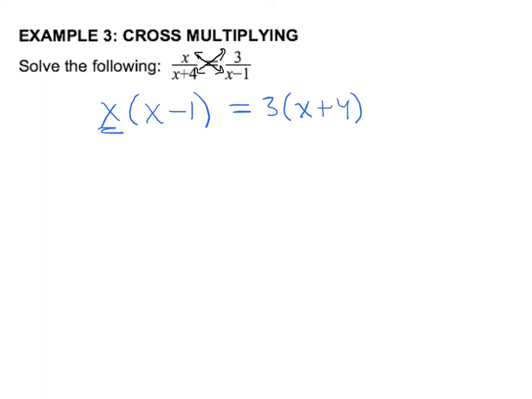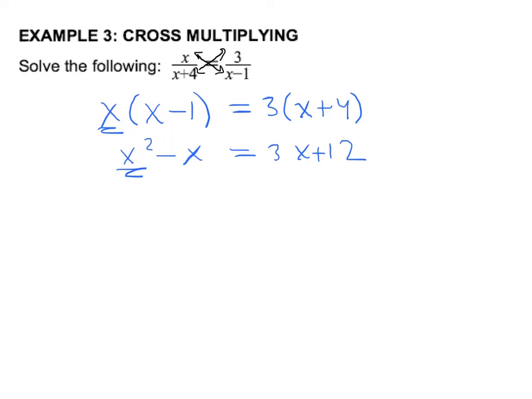In this case, it's easier to put the 3 first because, like we talked about in class, we want those simpler terms out front. And that's about it. Now we've set it up so that we can distribute on both sides and then see if we have a linear or a quadratic equation, and that will tell us how to solve it from there. So distributing on the left, we get x squared minus x, and on the right we have 3x plus 12.